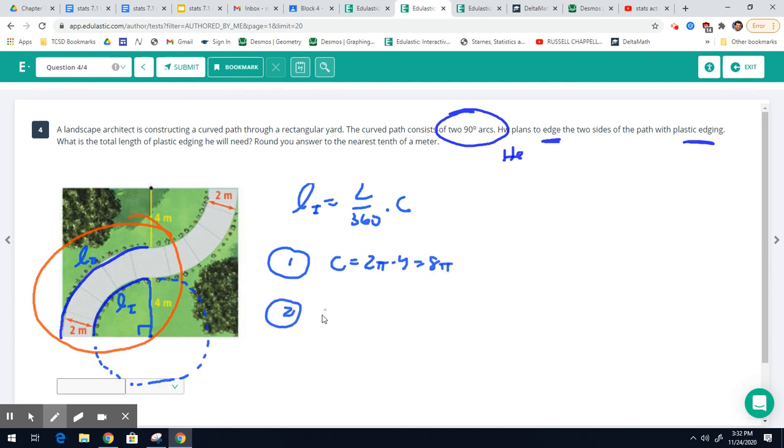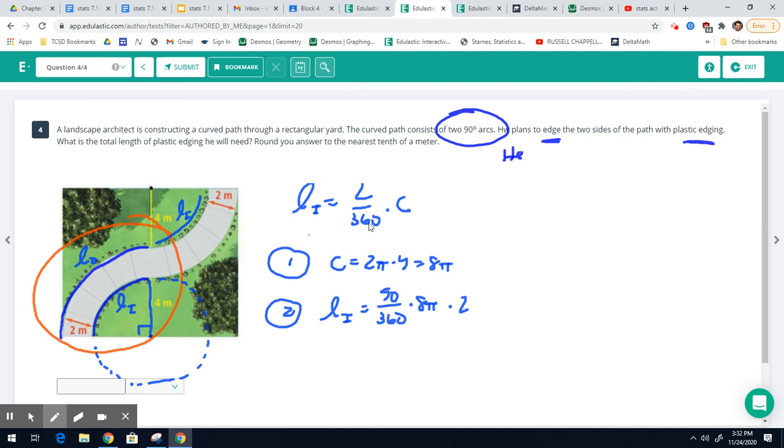To find the arc length of the inner edging, you're going to do the angle, which is 90 out of 360 times 8 pi. And we're going to multiply that by 2, signifying the two inner paths, one here and one up there. Because this is the same length as the inner right here. All right, let's wait on that.